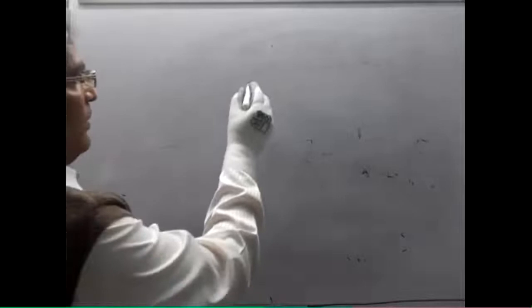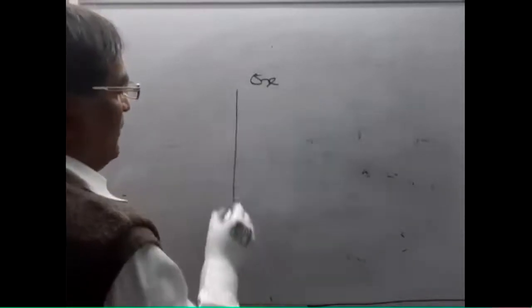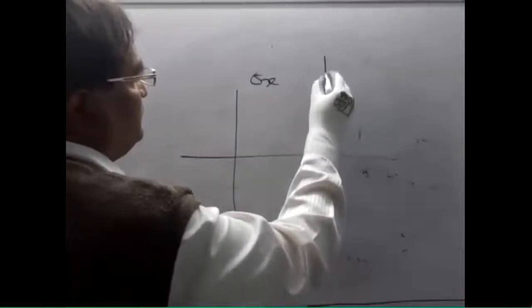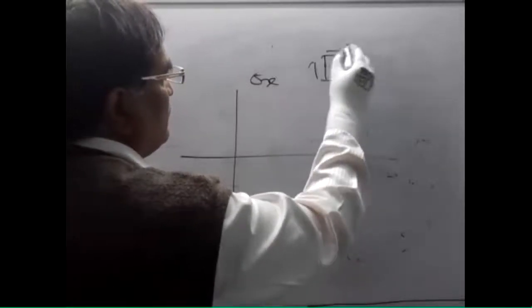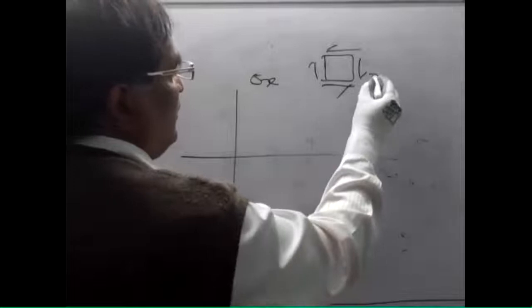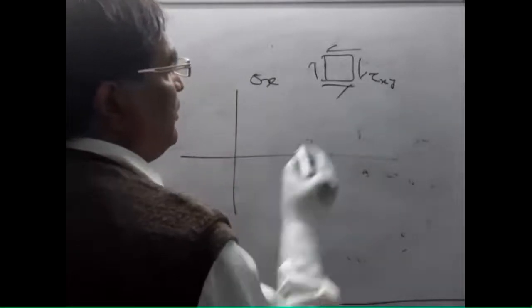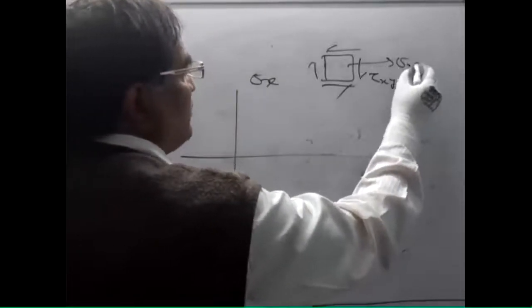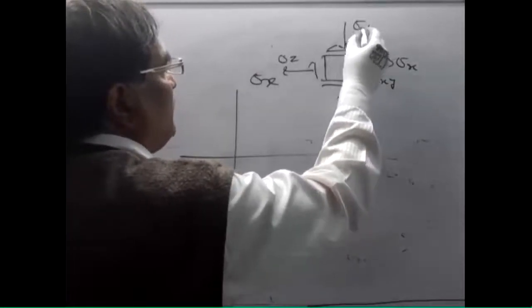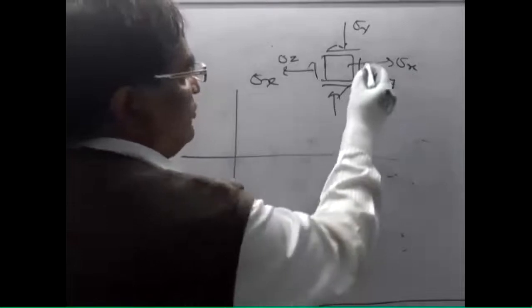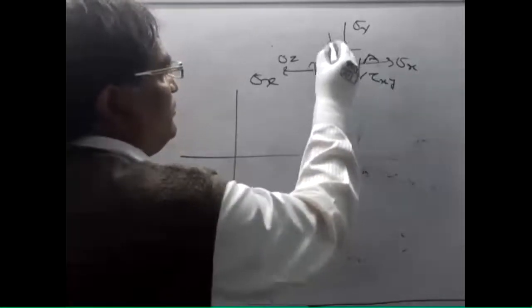So generally you've been given, suppose, this element, and what will happen if you take this element. So obviously tau xy, this will be positive, and this will be the sigma x. And suppose you take the compression sigma y. So this is the A face of the element and this is the B face.